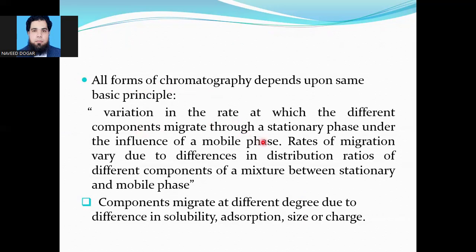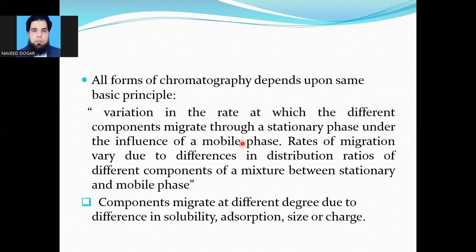If we talk about the basic principle, we can write it in these words: variation in the rate at which the different components migrate through a stationary phase under the influence of the mobile phase. Definitely, when we pass the mobile phase over the stationary phase, the components of the mixture distribute themselves between these two phases, and the separation depends upon the rate of migration. Different components have different rates of migration, or different distribution ratios.